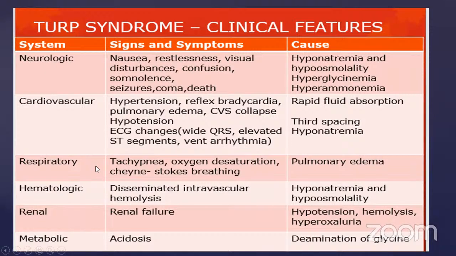The respiratory system is also involved in TURP syndrome, and the signs and symptoms are generally tachypnea, oxygen desaturation, and change in pattern of breathing. The cause is pulmonary edema. In the hematological system, disseminated intravascular coagulation can occur in severe cases, and hyponatremia and hypoosmolality are the main cause for this DIC, disseminated intravascular coagulation, and hemolysis. Renal failure can also occur due to hypotension or hemolysis or hyperoxaluria. Metabolic acidosis occurs due to deamination of glycine.